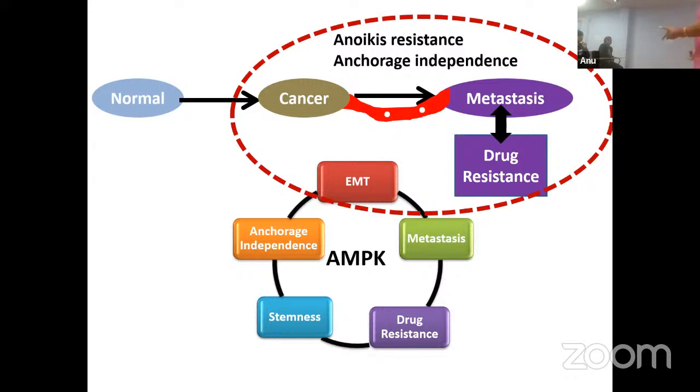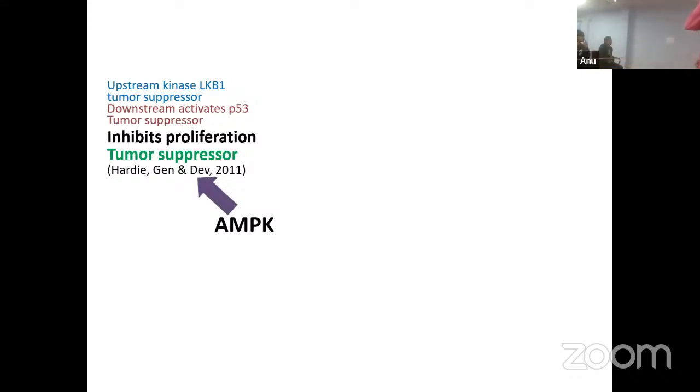But what should the clinician do? What should the doctor do to treat the cancer patient? Suppress AMPK, inhibit AMPK. But what if I told you that the clinic is looking at it in a completely different way, and I'll tell you why. AMPK to begin with was called a tumor suppressor. Why? Because it inhibits proliferation. Okay, inhibits proliferation, it's a tumor suppressor.